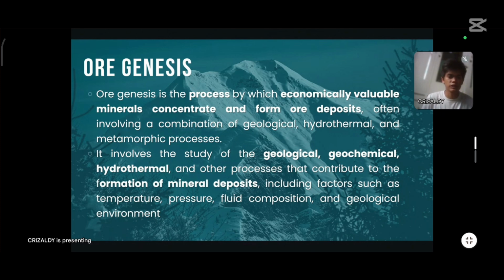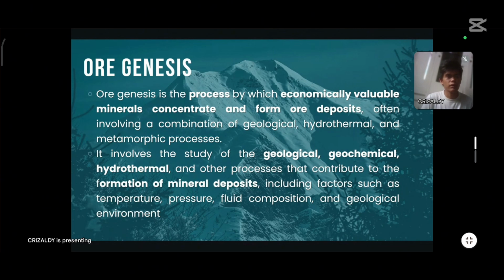It involves the study of geological, geochemical, hydrothermal, and other processes that contribute to the formation of mineral deposit, including factors such as temperature, pressure, fluid composition, and geological environment. Siyempre sa pag-form ng mga ore deposit, parang nagiging factor natin yung temperature, pressure, and fluid composition. Sa pag-iba-iba nyon, nagbabago din yung level ng ore deposit natin.